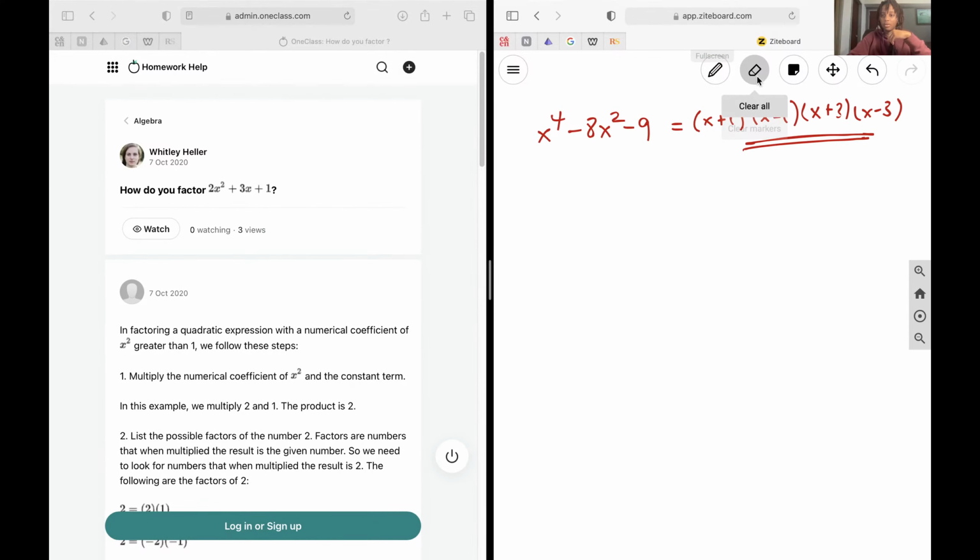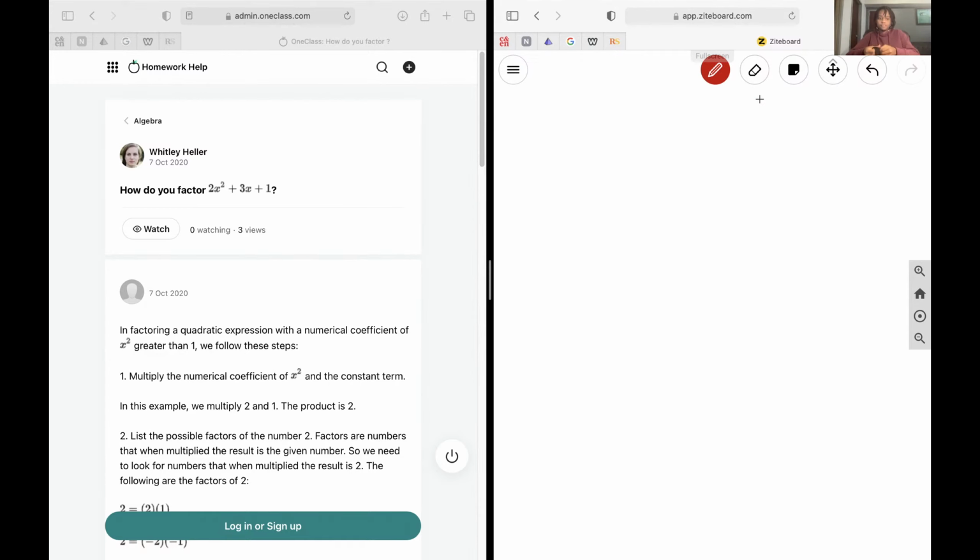Okay, next up we have another factoring question. So let's go ahead and deal with this. I would like to now factor 2x squared plus 3x plus 1. As I mentioned, typically I have two ways to answer this question. I could use product sum or I could use the quadratic formula.